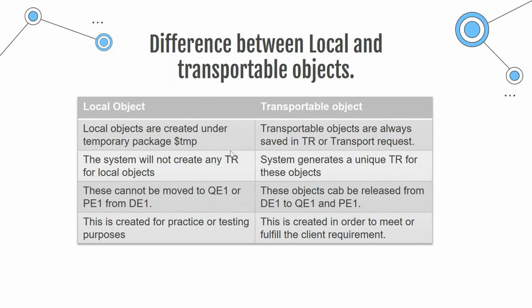So transportable objects are created to meet the client requirement. If the client reaches out to the functional team, and the functional team reaches out to you, so if you are getting a requirement from the client, then those will be done in transportable object, not local object. Because if you create a local object, user cannot do business transactions in development system. User can only do the business transaction in production system. So for the object to be available in production system, it has to be saved under a transport request, and to save it under a transport request, it should be a transportable object.